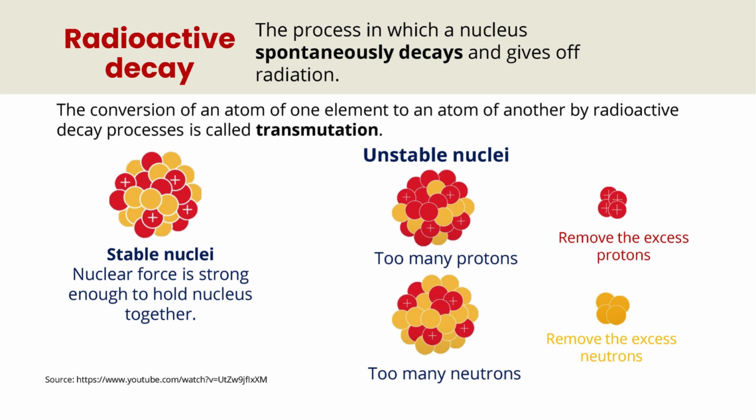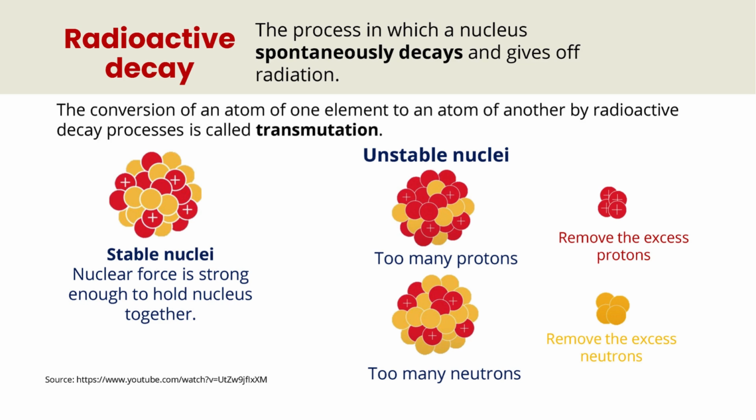Why are some unstable? Too many protons, too many neutrons. Exactly that. An imbalance. Too many neutrons for the protons or vice versa, or just too big overall. Decay is this way of adjusting the ratio or size to find a more stable, lower energy state. And this process, remember, where one element turns into another through decay, that's transmutation again.